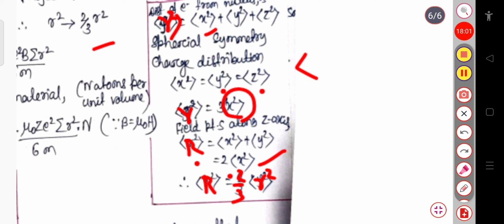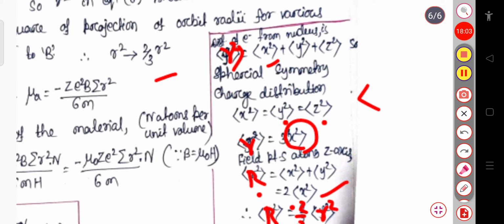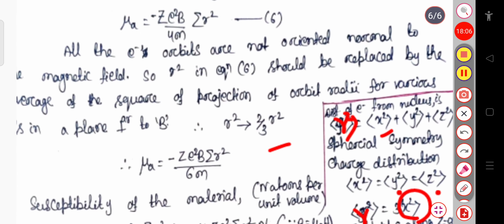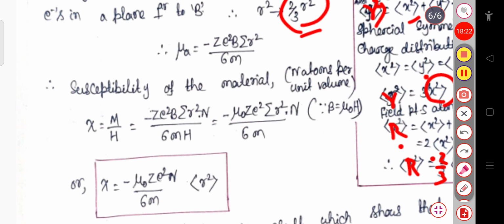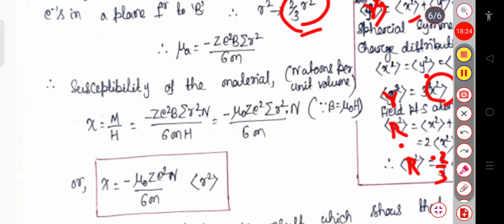That's why instead of r square we are substituting the value 2 by 3 r square. So here you can see this is minus Z e square B sum over r square into 2 by 3. This 2 will get cancelled with this 4, and that will leave 2 into 3, which is 6. And hence we can calculate the susceptibility of the material, with n atoms per unit volume.